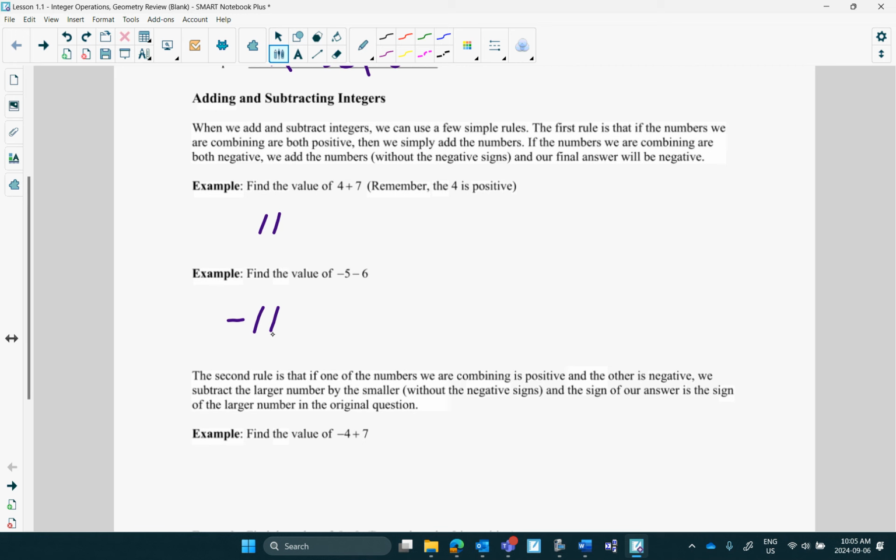Or maybe you think of it like a thermometer. Where temperature, you're at -5, so you're below 0, and you go down another 6. You don't go up. It's not +6, you go down. So you start at -5, and then you count 6 more down. And again, that gives you negative 11. So there's a couple ways you can think of it.